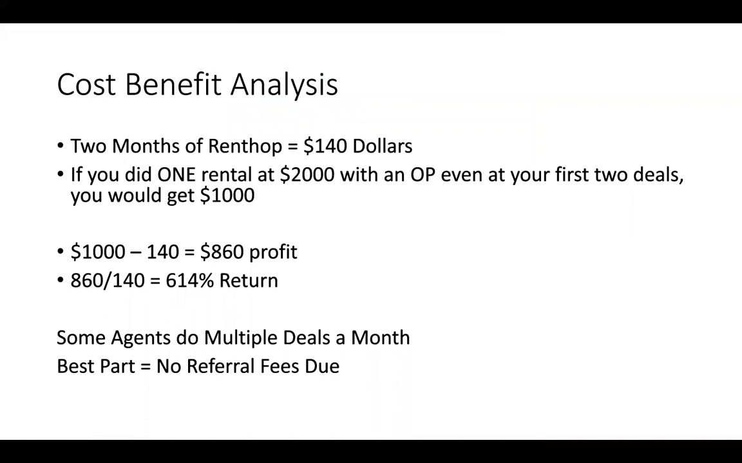Again, cost benefit analysis, right? You pay for 2 months of Renthop, it's about $140. If you do one rental with a $2,000 OP, even at the lowest split as a new agent, you get $1,000 of that. You're making $860 profit, pretty good return, right? Not too bad. Some agents do multiple rentals a month, no referral fees due.